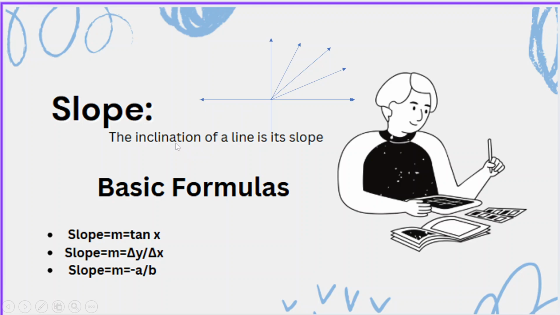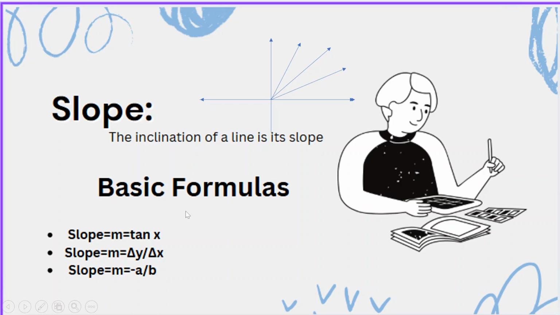We can also demonstrate the concept of slope by imagining a mountain. If the mountain is steeper, then it will be difficult to climb, and we can say that its slope is more. Similarly, if the mountain is less steep, it will be easier to climb, and we can say that its slope is less. Slope is actually the gradient, inclination, or the steepness of any line.